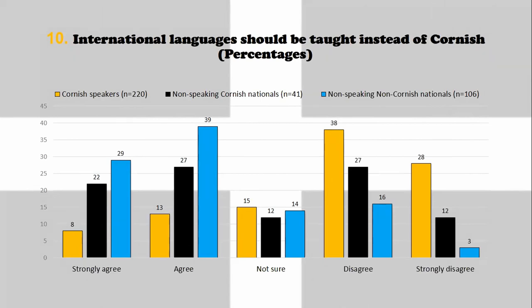The point of view of those who cannot speak Cornish is also clear. About half of the Cornish nationals and two-thirds of those with no Cornish nationality are clearly in favor of learning any other language like French or German, for example. However, which is also positive, there is about 39% of the Cornish nationals who prefer learning Cornish instead of another language.